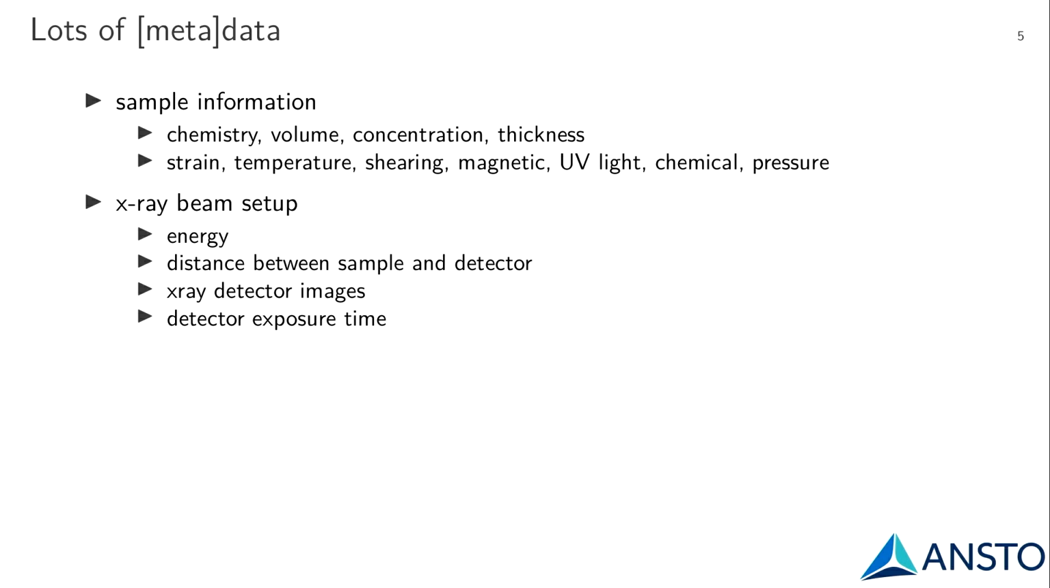For a particular experiment, we want to record exactly the energy level of X-rays that we're putting into the sample. We often want to record how far our sample is from one of our X-ray sensors or detectors. A lot of our X-ray detectors look like cameras essentially, but each one of the pixels, instead of seeing a pixel of light, sees an X-ray particle. So the images that we get out of them can often be thought of very much like a camera image. And much like a camera image, you want to record things like your exposure time for that image.